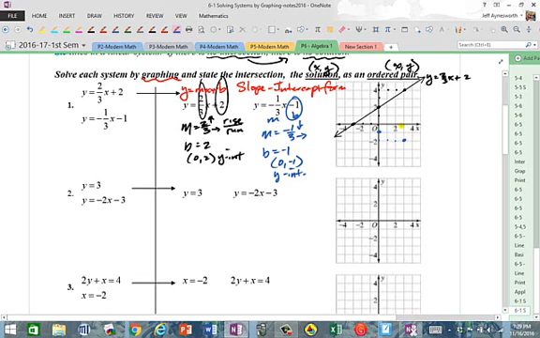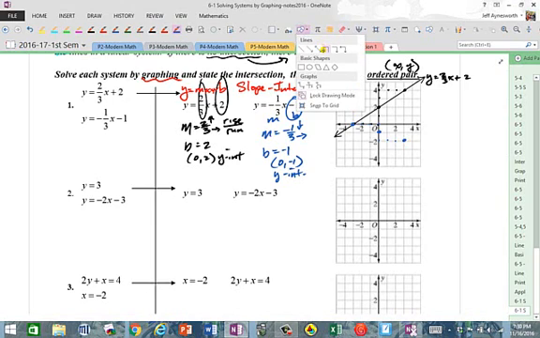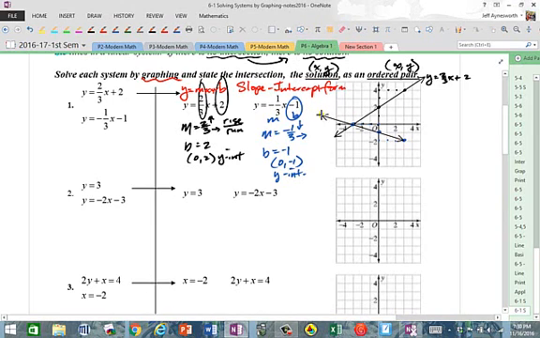Just count. Reverse it. Up 1, left 3. 1, 2, 3. Oh my God, we hit the other line. Oh, that's a point in common. Guess what? That's called the intersection. I just found the solution right there. It's that simple. Okay, so we draw the other line.